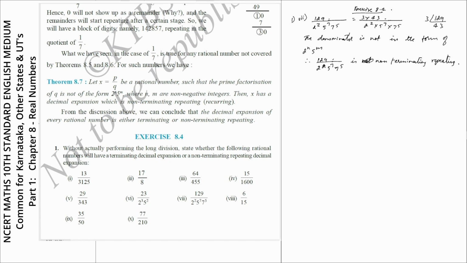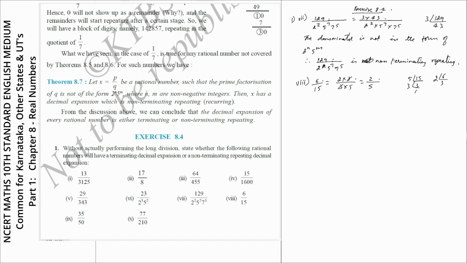Okay. The next sub question is question 8. So 6 by 15. This is a very simple one. Factors of 6 are 2 and 3. Factors of 15 are 3 and 5, 3 5s are 15. So this is 2 into 3 over 3 into 5. So this and this I can cancel. So I'll be left with 2 by 5.